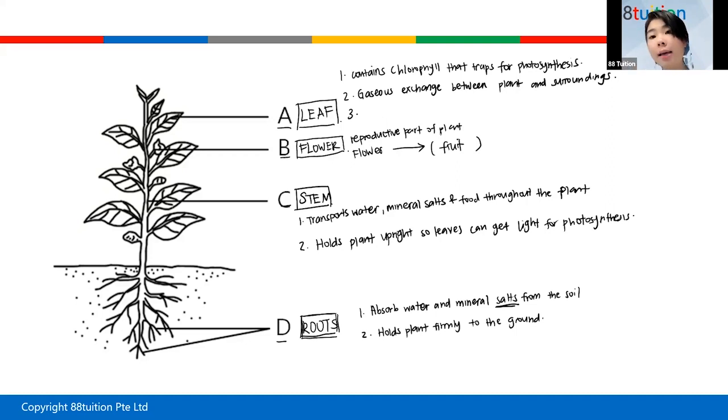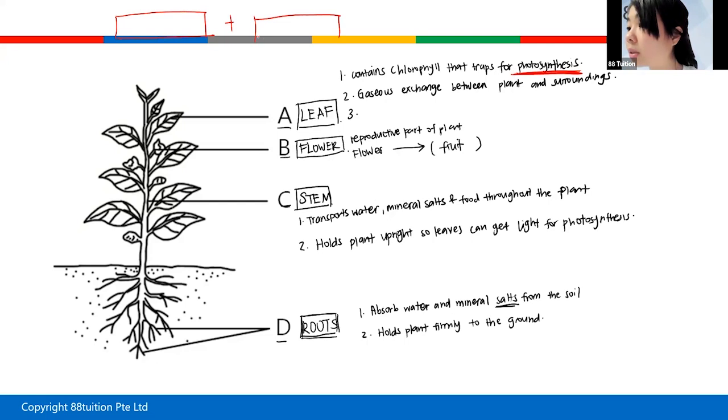Abel, why does it need carbon dioxide? For what process? Just now you mentioned. Why does it need carbon dioxide? Minnie, any idea? Why does the plant need carbon dioxide? Nobody knows. Okay, let's look at photosynthesis. What is needed for photosynthesis? Can you all tell me?